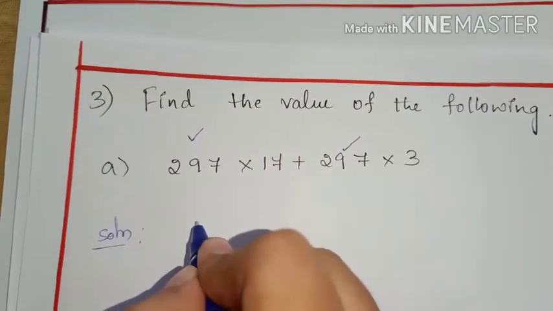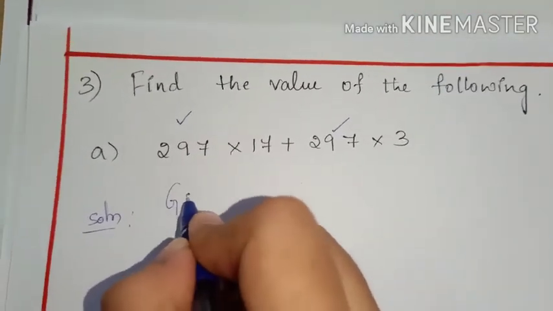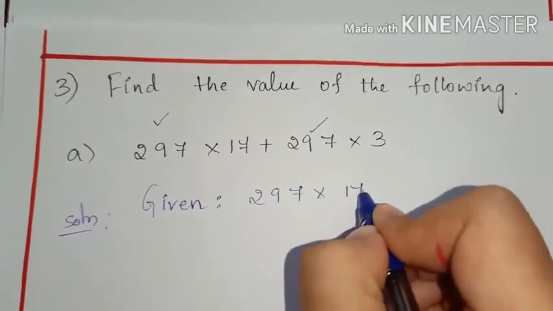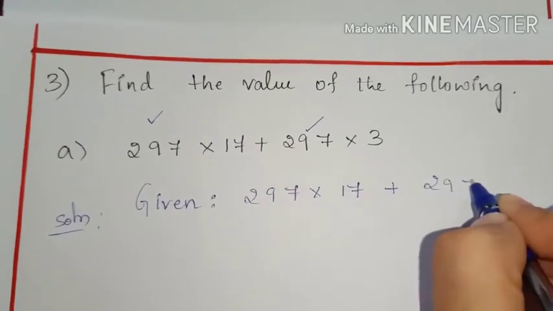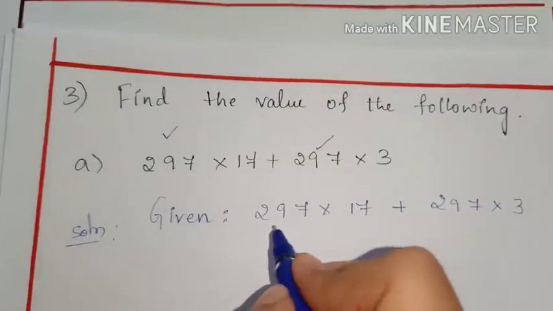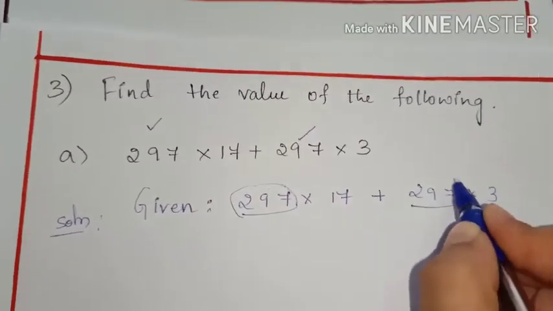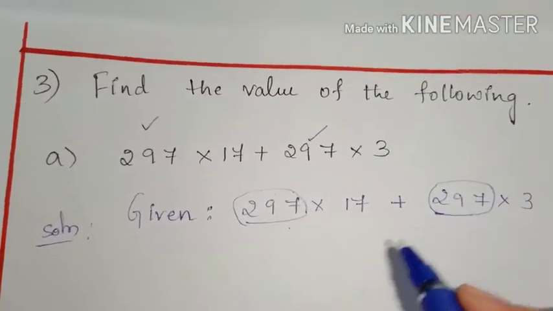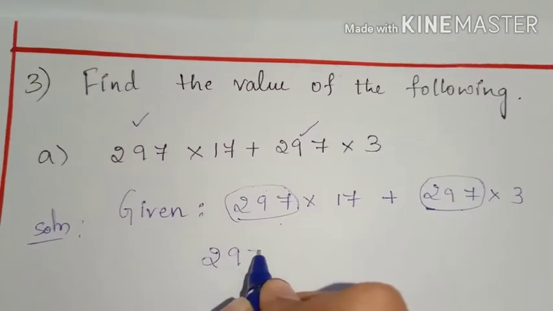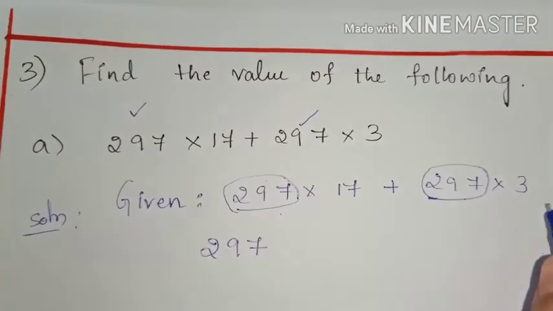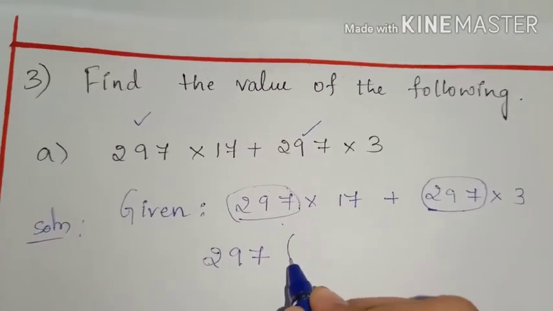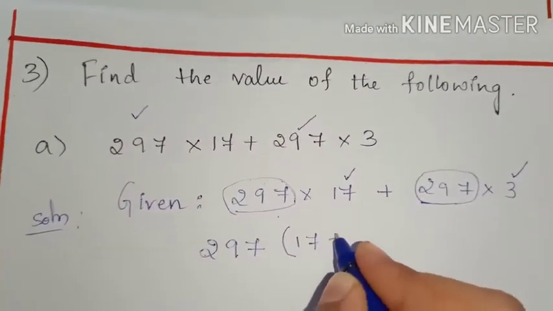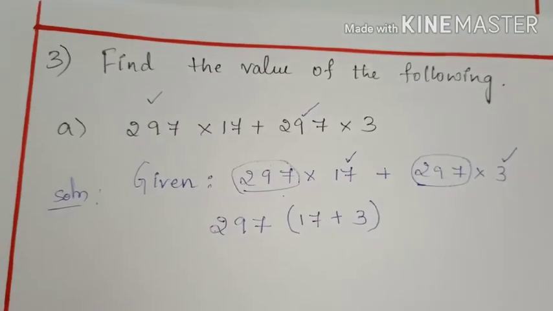Given 297 into 17 plus 297 into 3. Since 297 and 297 is repeated 2 times, you can take it out as a common number. Okay, 297, 2 times it is repeated. Write down 1 time. Take it as common for both 17 and 3, right? So 17 plus 3. Write it inside the bracket.